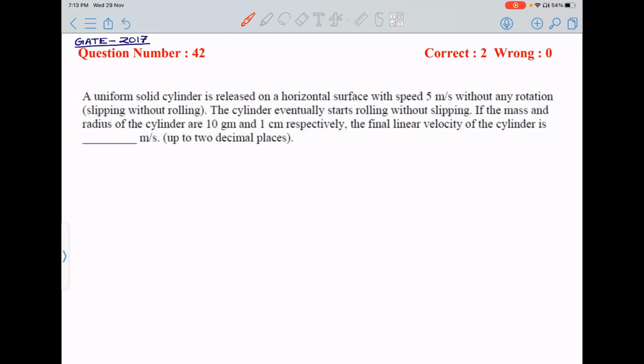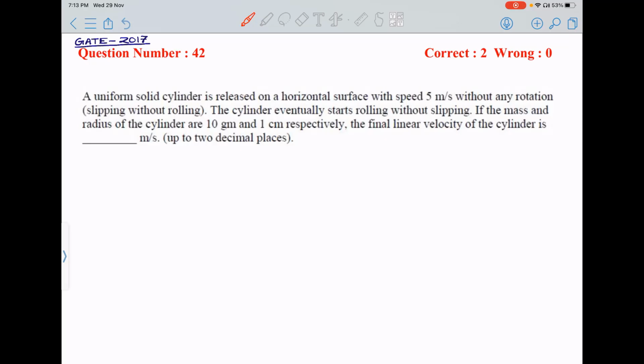Hello, this question is from GATE 2017 and this is from the domain of classical mechanics. So the question states a uniform solid cylinder is released on a horizontal surface with speed 5 meter per second without any rotation, that is slipping without rolling. The cylinder eventually starts rolling without slipping. If the mass and radius of the cylinder are 10 gram and 1 centimeter respectively, the final linear velocity of the cylinder is dash meter per second up to 2 decimal places.